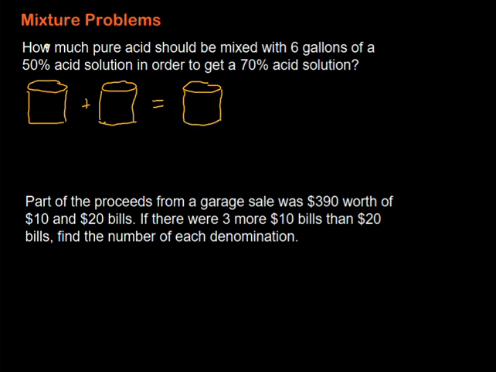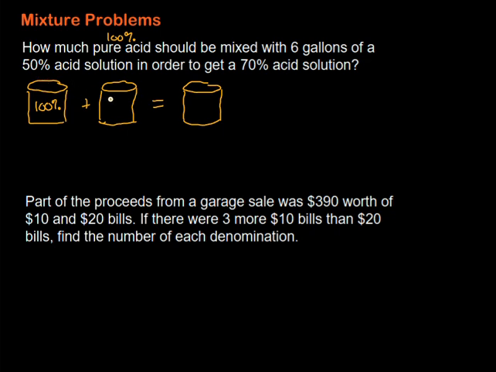So the first one, it says pure acid. Well, pure acid means that we have 100% acid. There's nothing else mixed in there. So that one's this one right here. And we don't want to put our hand in that one. Yikes. We want to know how much of that should be mixed with the other thing. So I think that's probably going to be our variable. Let's hold on to that thought.